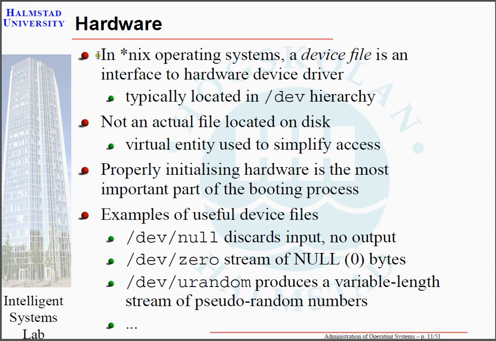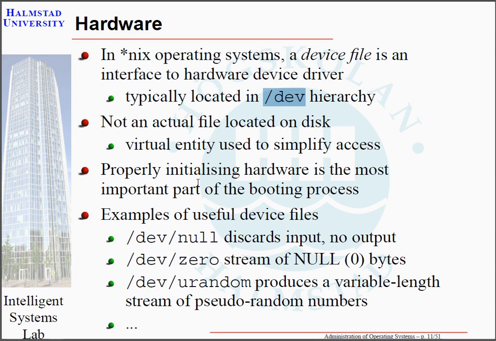In Unix operating systems, if you think about hardware, most of it is actually represented as different kinds of device files. They are typically located in the /dev hierarchy, and they are not actual files. There is no place on the hard drive where those kinds of files would be located. They are just virtual entities that can be used to simplify access. Nowadays, it's less common to be accessing the /dev hierarchy directly, but it used to be much more important.